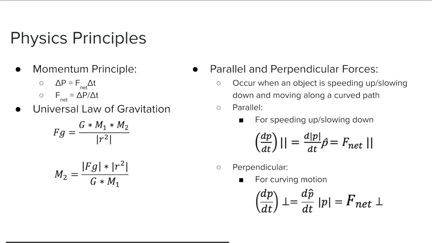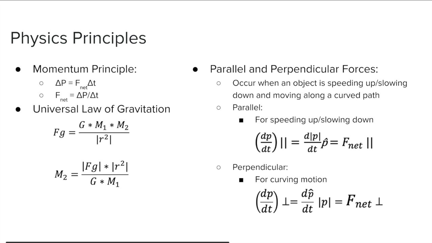The universal law of gravitation states that the force of gravity is the result of the universal gravitation constant times the mass of the first object and the mass of the second object all over the magnitude of the distance squared. For the purpose of this lab, we will be solving for the mass of the black hole, which is mass 2 in this case, so the equation has been rearranged to represent this.